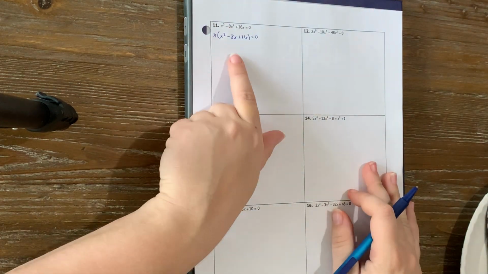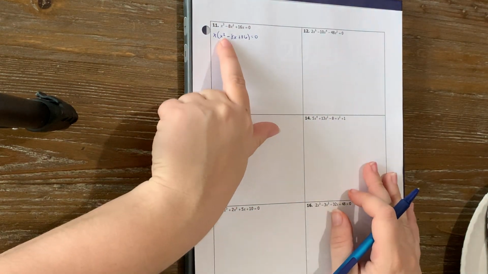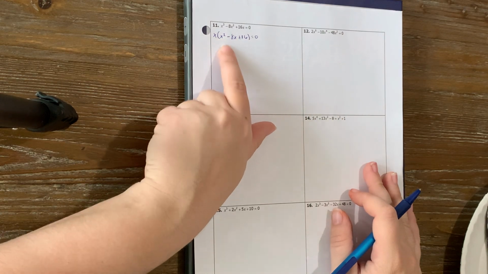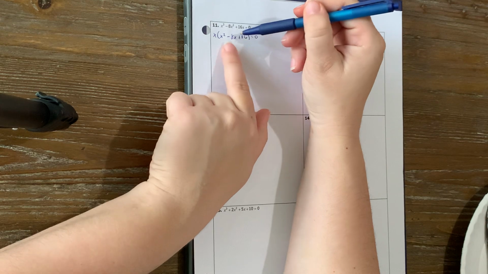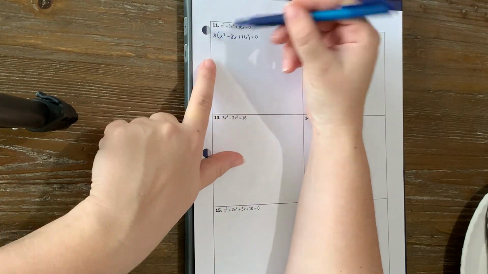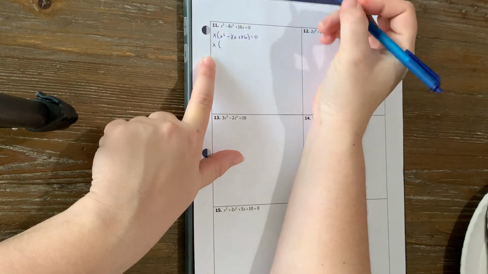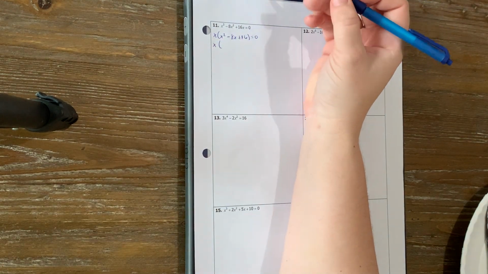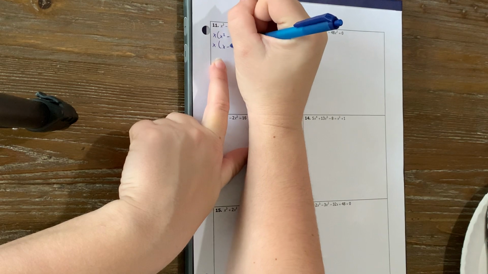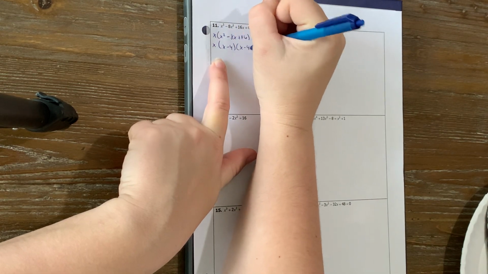Okay. Can we simplify further? Well, can we factor this part in parentheses? Yes, because we have numbers that multiply to get 16 and add to get negative 8. So this x we pull down. What numbers multiply to get 16 and add to get negative 8? Well, it's negative 4 and negative 4. So we have x minus 4, x minus 4.